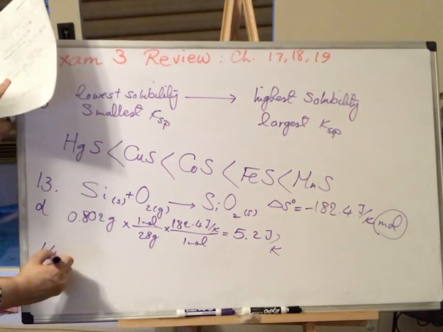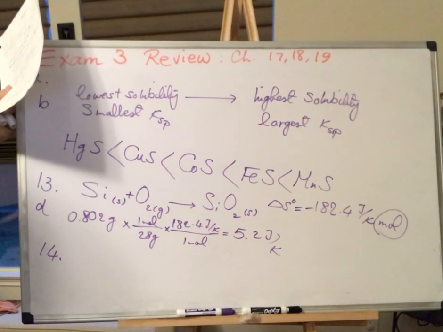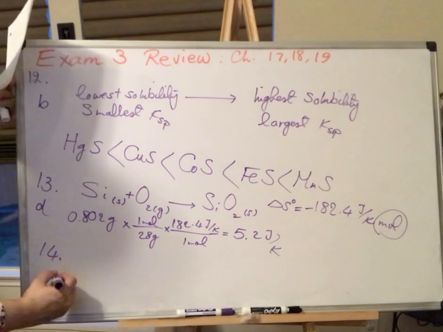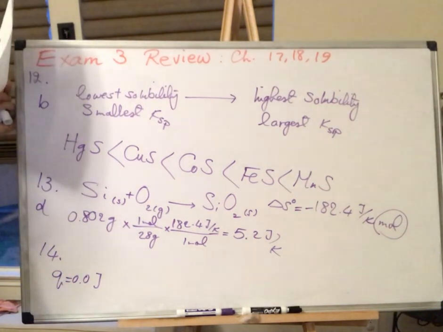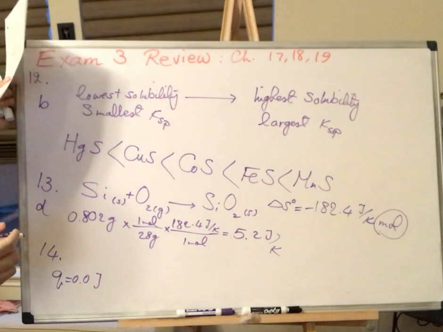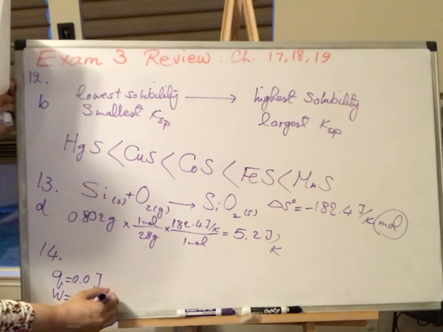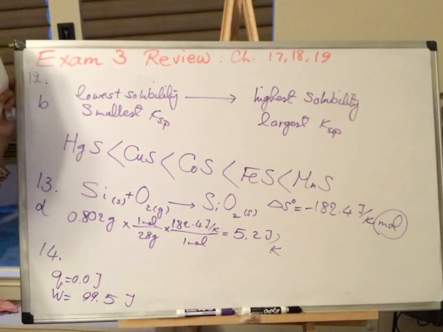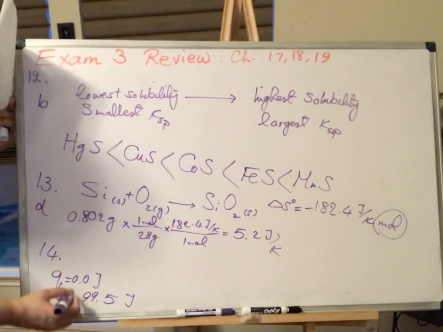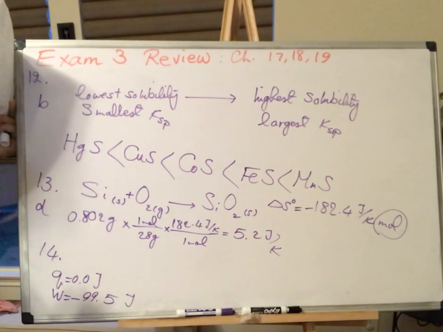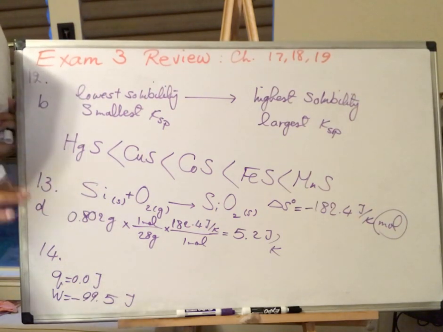Okay, 14. 14 is saying that a gas absorbs 0 joules, so Q is 0 joules of heat, then performs 99.5 joules of work. W is 99.5 joules of work. But the system is performing the work. Don't forget, when the system performs the work, the sign for W is negative. Make sure you know the sign for Q and W really well.